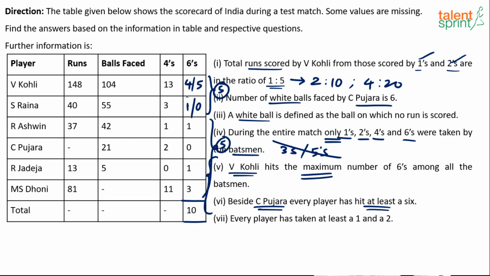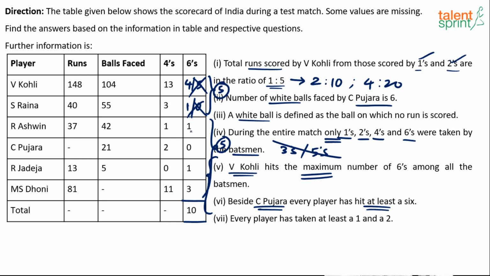You're able to follow? So 4 plus 1 plus 1 (6) plus 1 (7) plus 3 (10), or 5 plus 0 plus 1 (6) plus 1 (7) plus 3 (10). These are the two possible combinations. But then we know that besides Pujara, every player has hit at least 1 six. So 0 for Raina is not possible, which means 5 sixes for Kohli also is not possible. So very clearly we know the number of sixes: 4, 1, 1, 0, 1, 3.